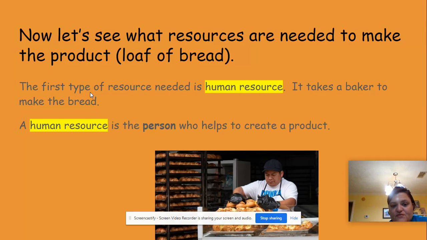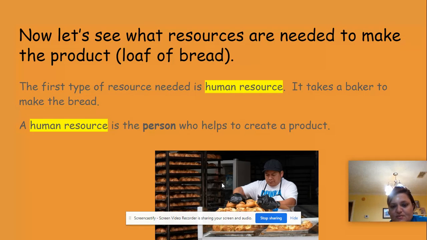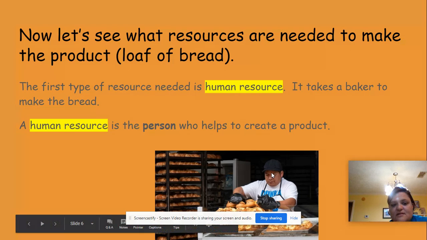The first type of resource needed is our human resource. It takes a baker to make the bread. And here is our baker that makes the bread. You can see him making the bread. This is called a human resource. This is easy to remember because this is a human, so it's a human resource.